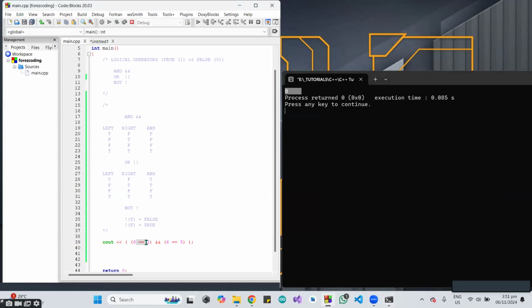Okay, so this is false because 8 is not equal to 2, but we use equal sign here. So 8 is equals to 2, this is false. 6 is equals to 5, this is false. Therefore, the final answer is false.